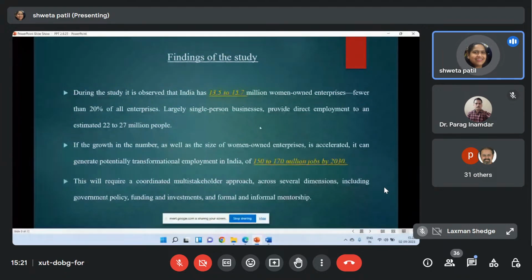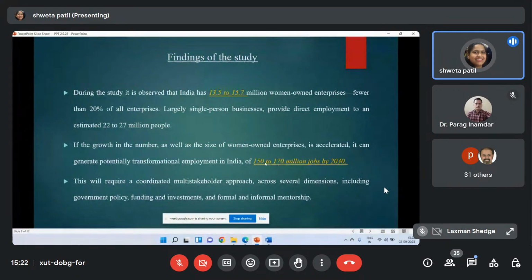Moving ahead, what were the findings of my study? It was a huge number, which you can see: it was observed that 13.5 to 15.7 million women-owned enterprises existed earlier, and that has increased to almost 22 to 27 million.